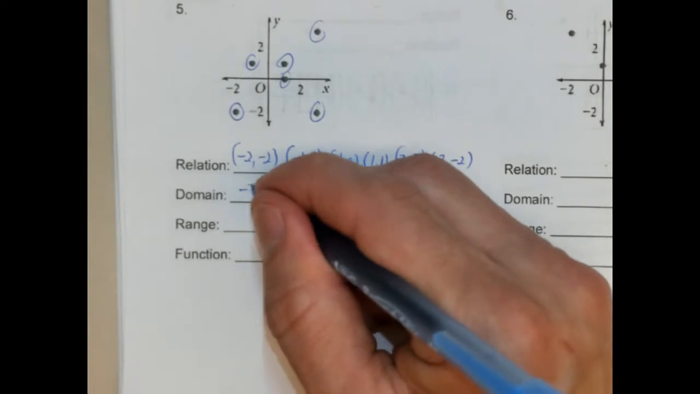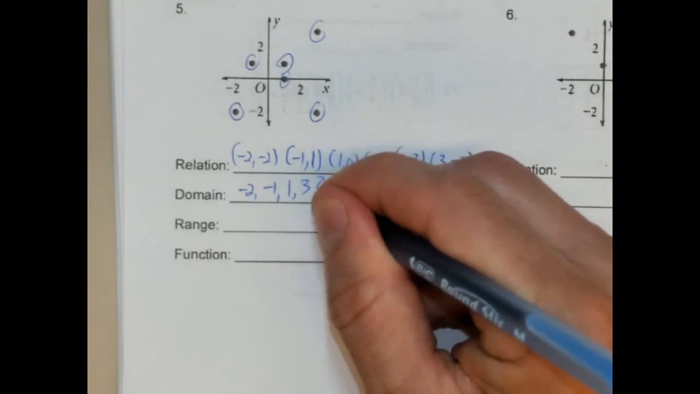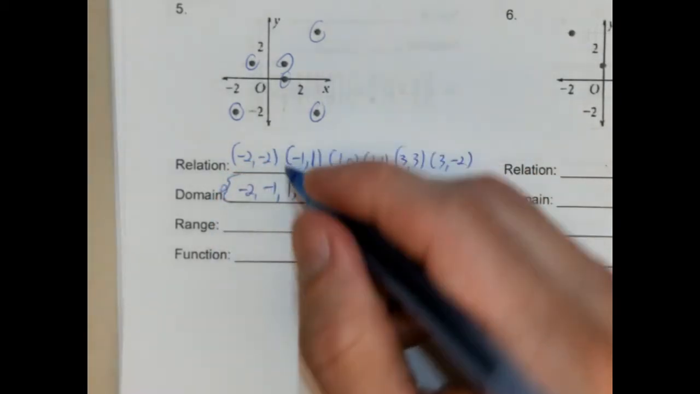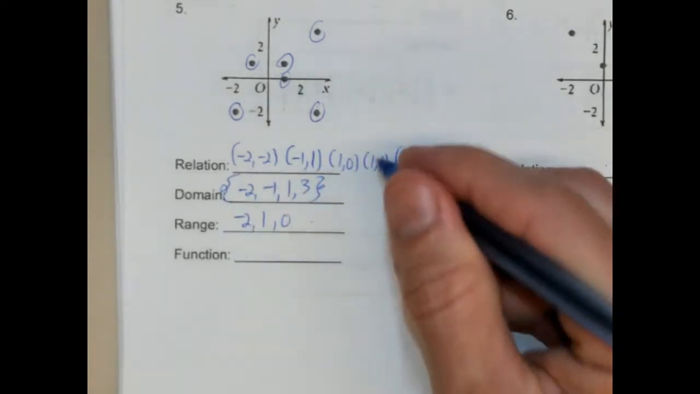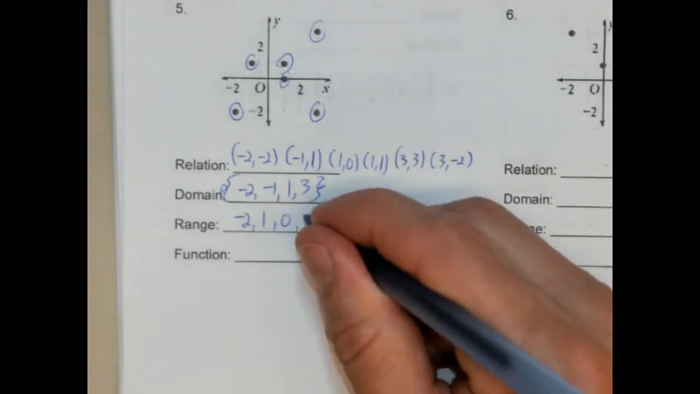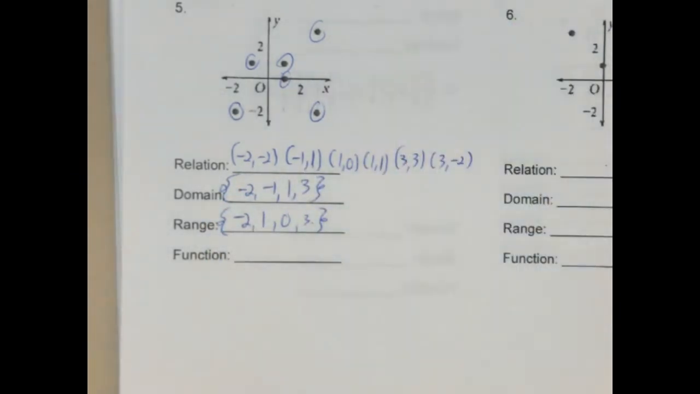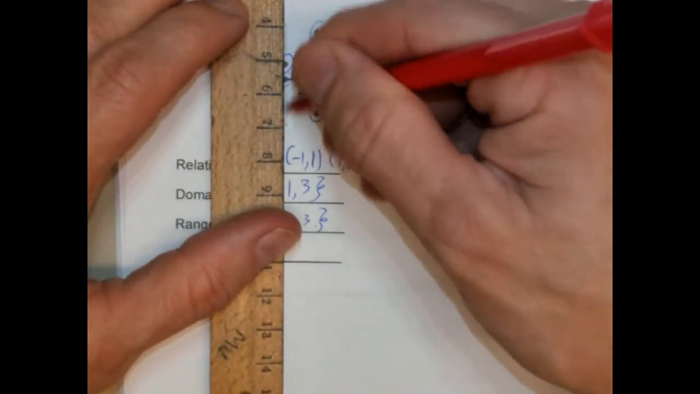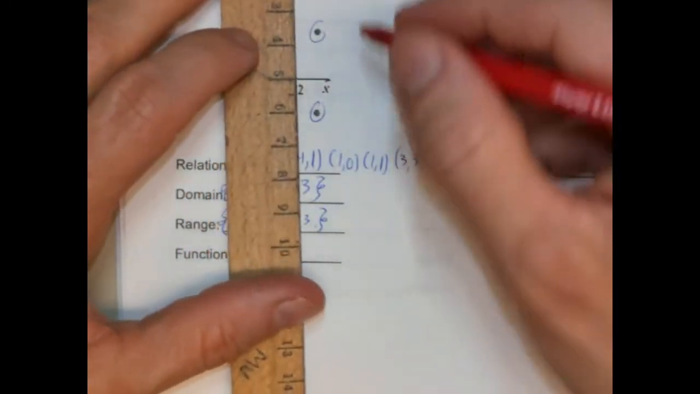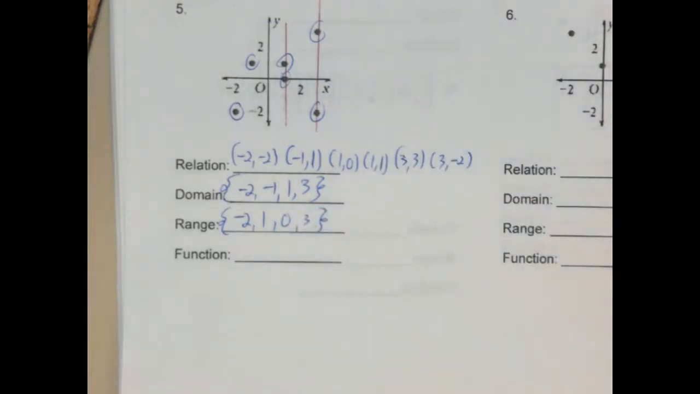What's the domain? Okay, so negative 2, negative 1, 1, and 3. Range, we have, let's see, negative 2, 1, 0, already put 1, 3, we already have negative 2. Is it a function? Well, the x value repeats, you can see here. Also, this thing fails what we call the vertical line test. So if you draw a vertical line, it should only be touching one point, whereas here it's hitting two points. And the same thing occurs right here. So this fails the vertical line test. So we'd say, no, it is not a function.